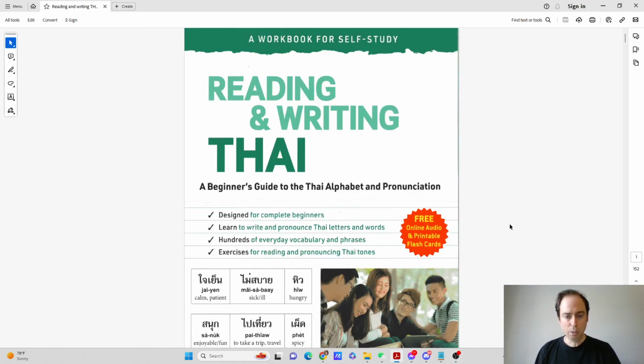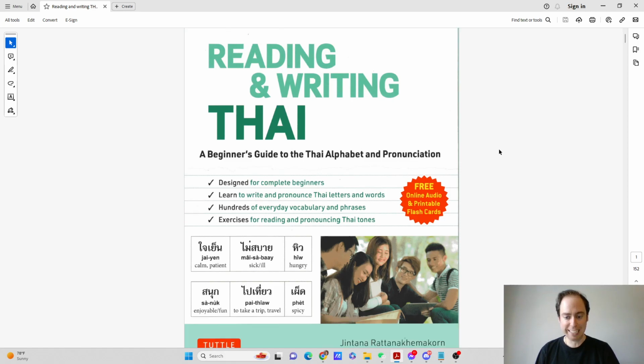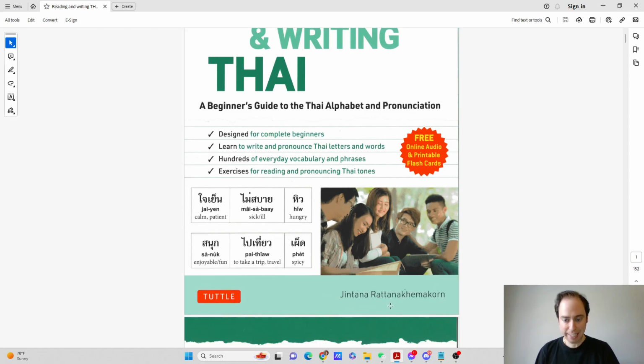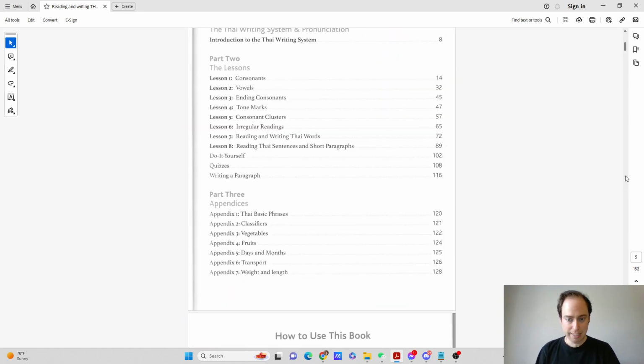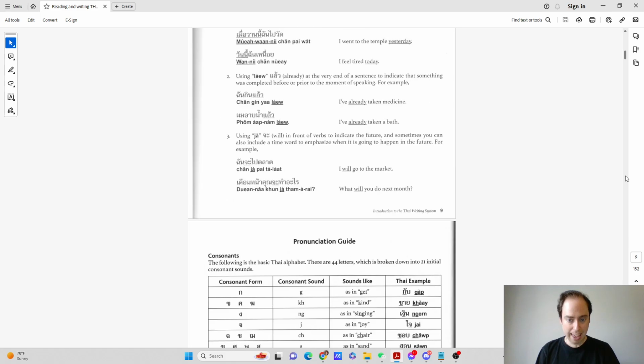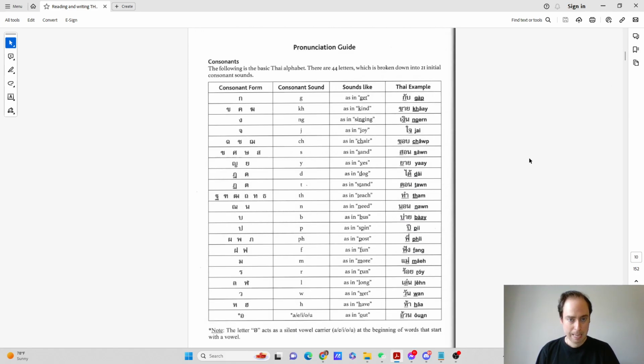So let's take a look at reading Thai, the Thai alphabets. And I'm going to be reviewing this book, Reading and Writing Thai, by Jintana Ratana Kemakorn. What a last name. But let's take a look inside the book. And here we have the consonants of the Thai alphabets. And it says here there are 44 letters.